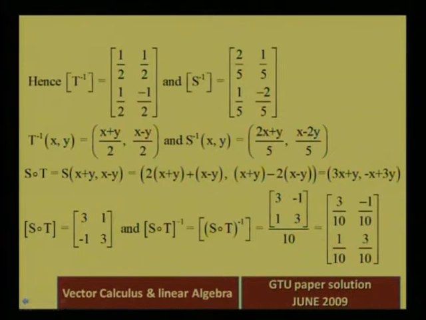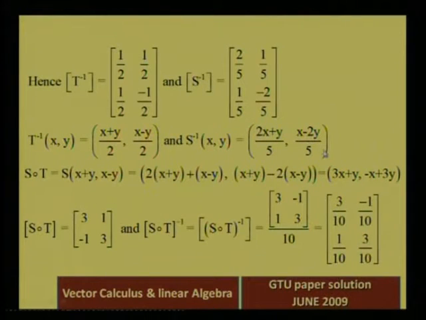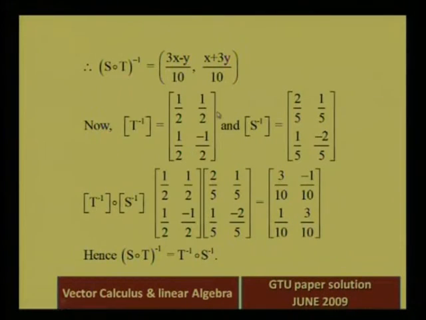Okay. Now next, SOT inverse, we can write as 3x minus y by 10. Okay. That is coming from this standard matrix: 3x minus y by 10 and then x plus 3y by 10. Okay.